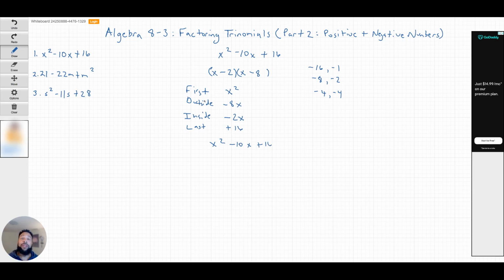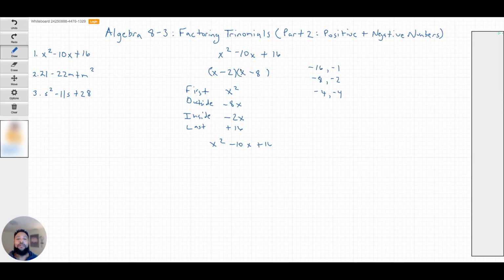So this is a little different from the previous lesson where you had all positive coefficients. This is now where you have a negative coefficient and a positive coefficient. So what you want to do is, more than likely, if the middle number is negative, you're going to use negative numbers to add up to a negative number. But when you multiply two negative numbers, you're going to get your positive number. So let's do another problem.